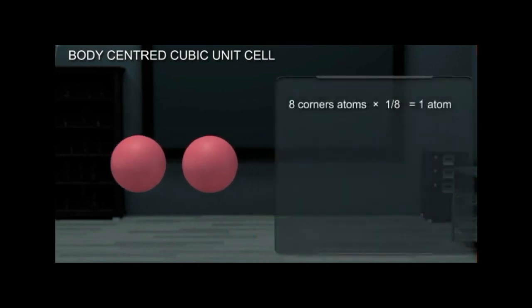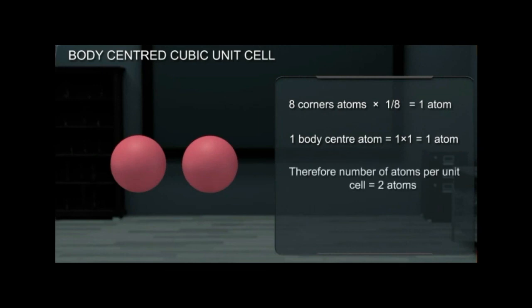So there it is, 8 corners. Each corner is 1/8, and there are 8 corners, so 8 into 1/8 is one atom, and inside the body there is 1. Total is 2 atoms. So the total number of particles present in a body centered cell is 2, or we say the rank of a body centered cell is 2 atoms.